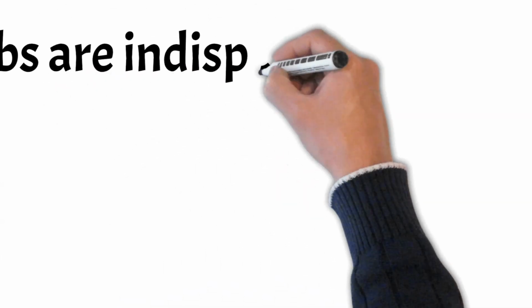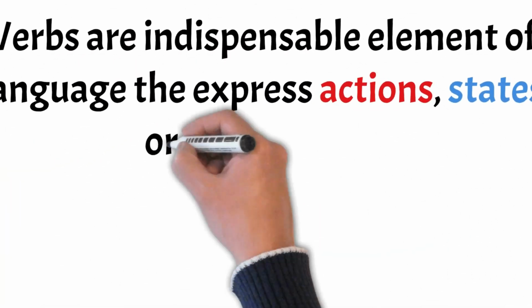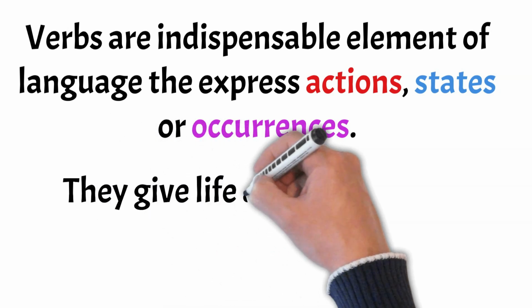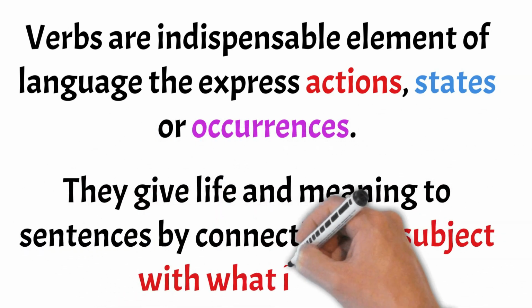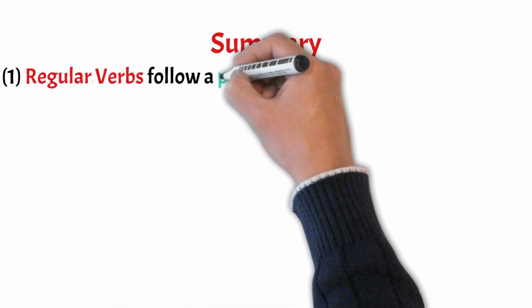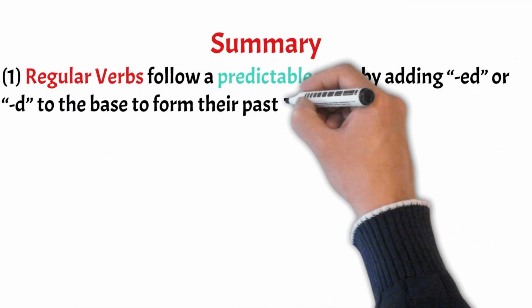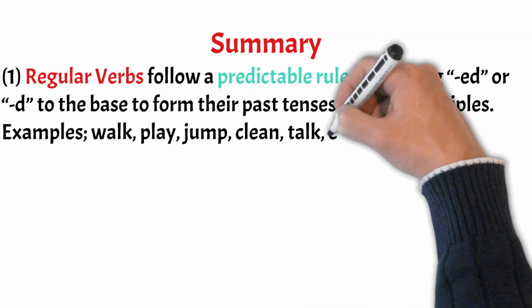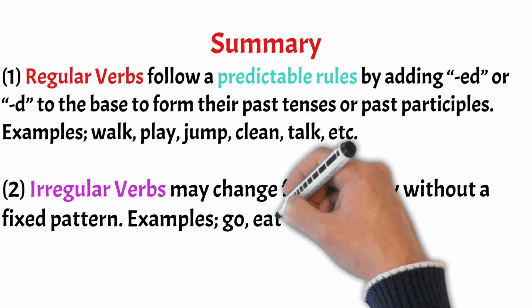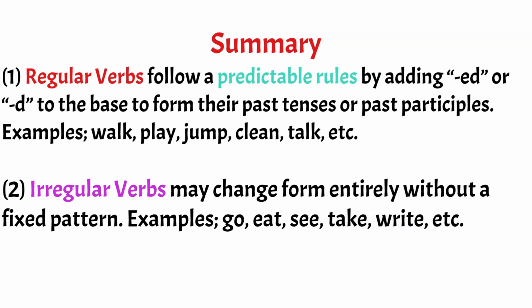In conclusion, verbs are indispensable elements of language that express actions, states, or occurrences. They give life and meaning to sentences by connecting the subject with what it does or experiences. Regular verbs follow predictable rules by adding ed or d to form their past tense and past participles, while irregular verbs may change form entirely without a fixed pattern. Understanding the difference between these two types is fundamental to mastering English tenses.